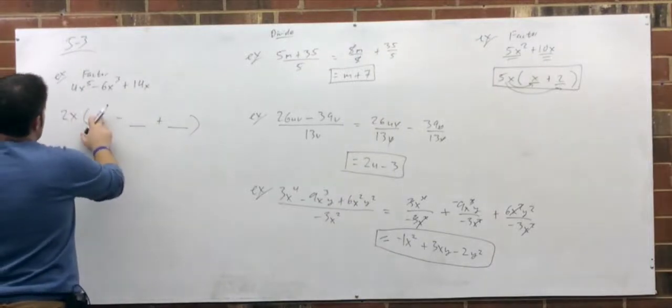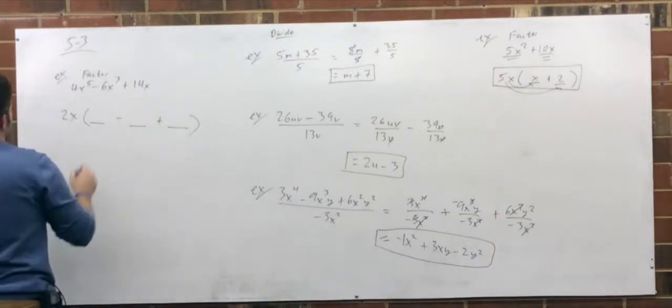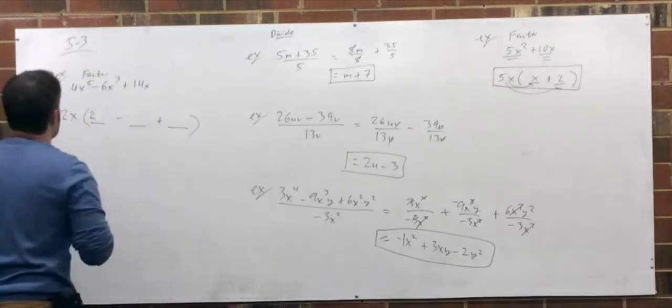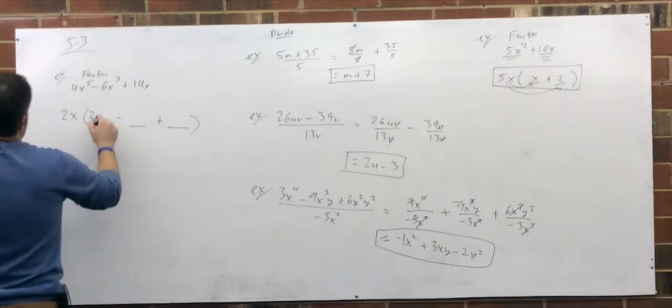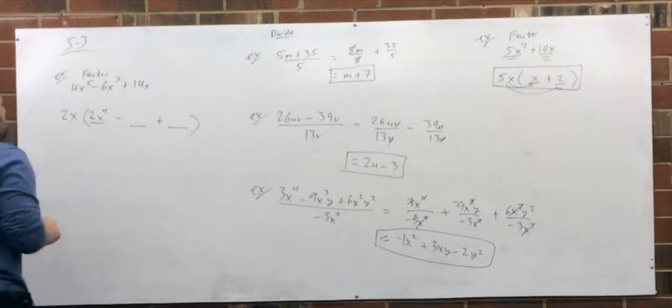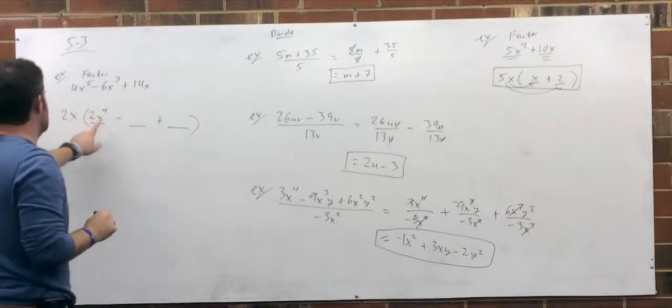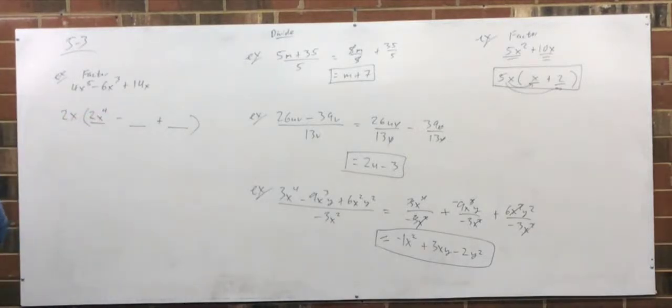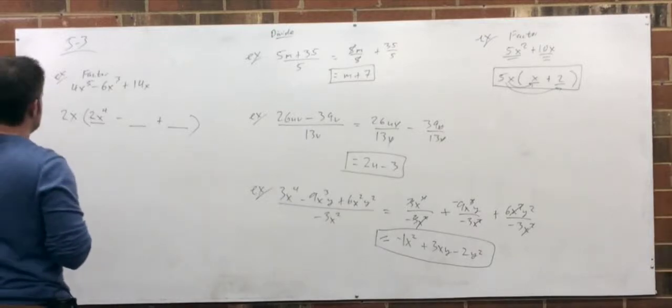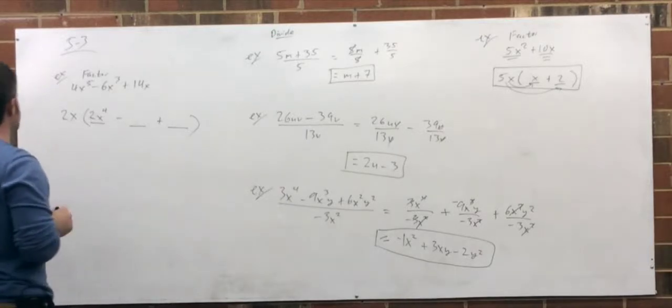So 2x times what gives 4x to the 5th? Well, we know 2 times 2 gives us 4. And we know that if we put an x to the 4th here, adding our exponents with the same base, will get us back to x to the 5th. So the first term becomes 2x to the 4th.